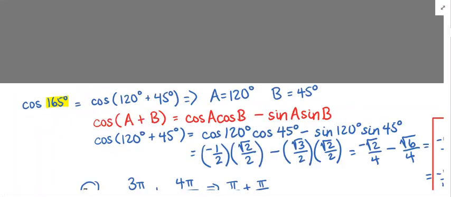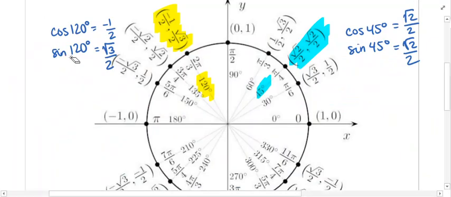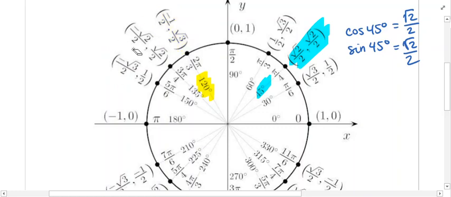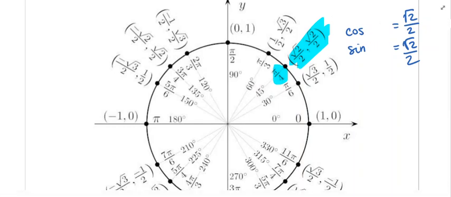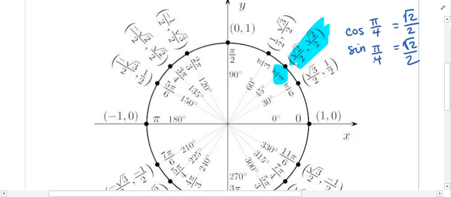Okay, let's go to the unit circle. We need to concentrate on pi over 3 and pi over 4. We've already had experience with pi over 4. We know that 45 degrees is the same thing as pi over 4. They are the same, so I'm just going to go ahead and change this out. We know that the cosine of pi over 4 is the square root of 2 over 2. The sine of pi over 4 is the same thing, square root of 2 over 2.